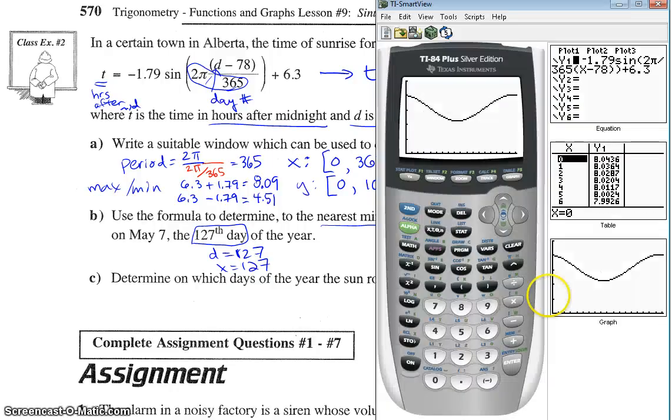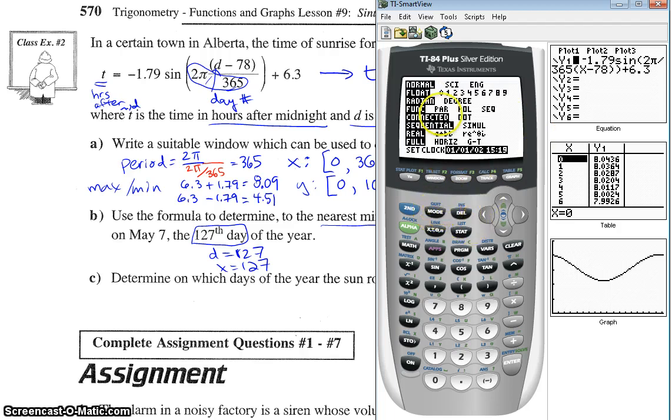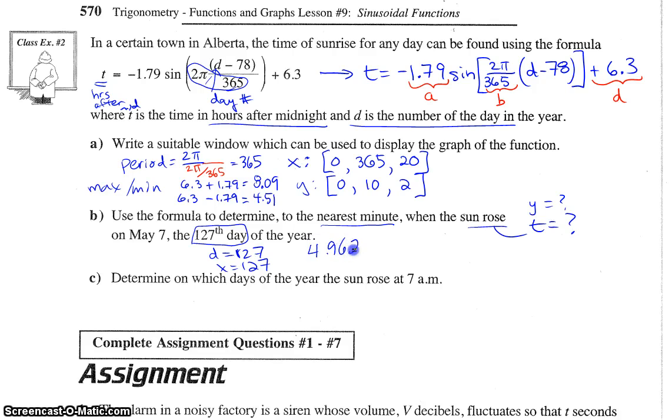Pause your video. Okay, so we should have this graph showing up. If you don't, please check your equation. Pause the video if you want to check your equation. Make sure all the brackets are the same as mine. Make sure you're in radian mode and your window settings are what we did. So now to get when it was 127, you just type trace and then type in 127 for x, hit enter, and there's our y value, 4.9629. And again, they want the nearest minute that the sun rose, and this is hours after midnight again.